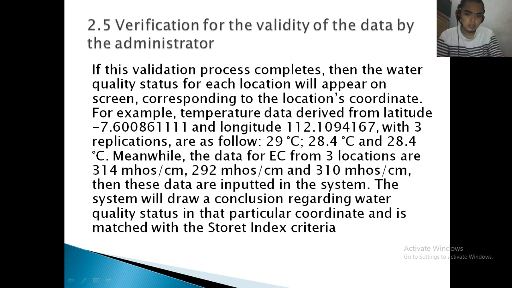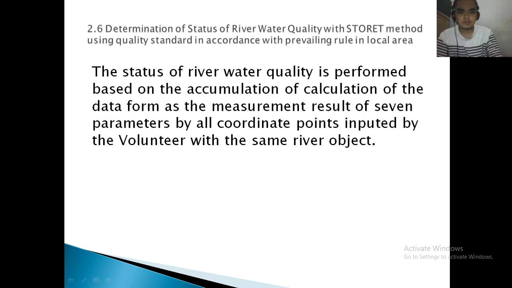Meanwhile, the data for electrical conductivity from the three locations are 314 microsiemens per centimeter, 292 microsiemens per centimeter, and 310 microsiemens per centimeter. Then this data is input into the system, which will draw a conclusion regarding water quality status at that particular coordinate and match it with the stored index criteria. And six, determination of status that refers to water quality with the storet method, using quality standards in accordance with prevailing rules in the local area.